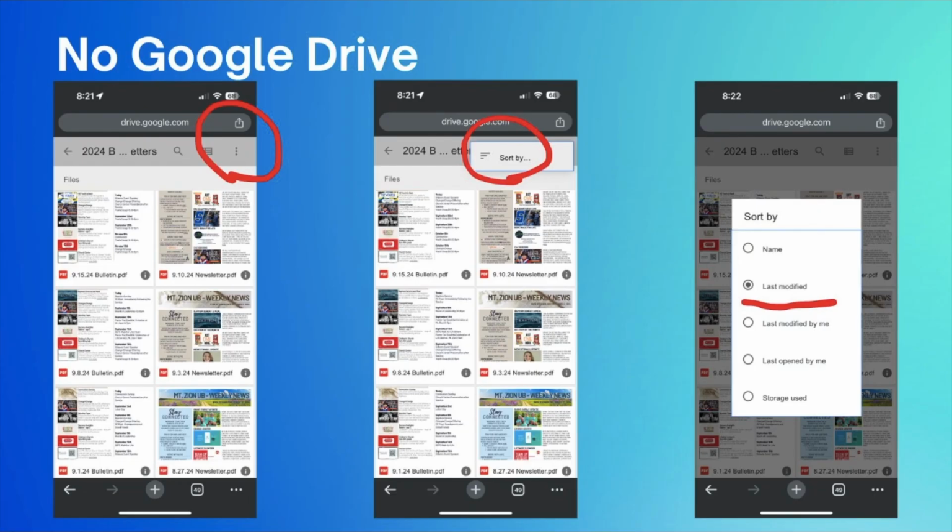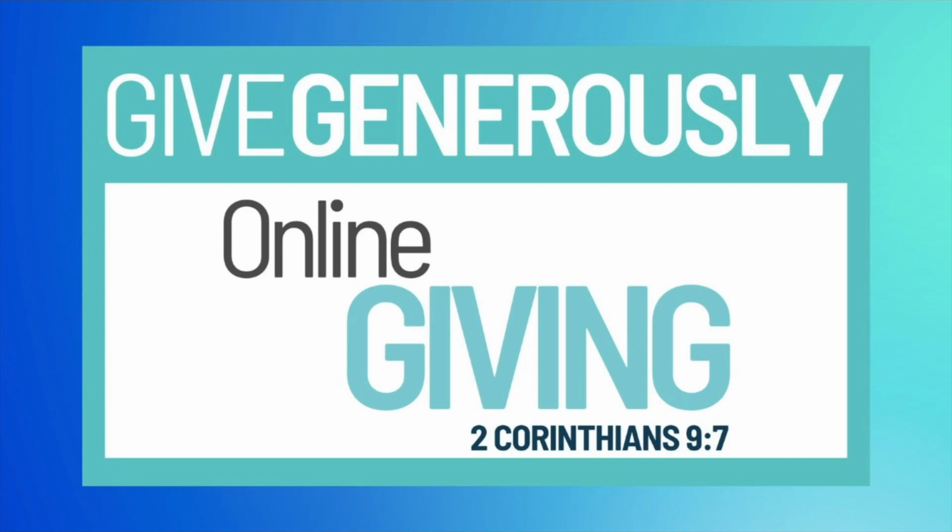If you do not have the Google Drive app on your phone, you're going to hit those 3 dots at the top right. You're going to hit sort by, and then you're going to sort by last modified. That's going to get them in that reverse date order for you, so you have the most recent at the top. Next is our Give Generously.